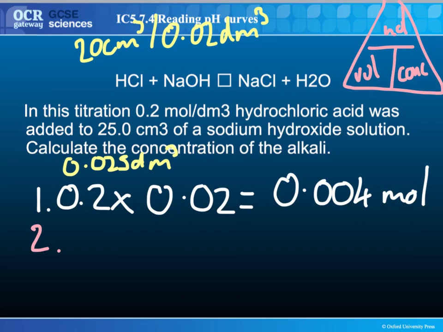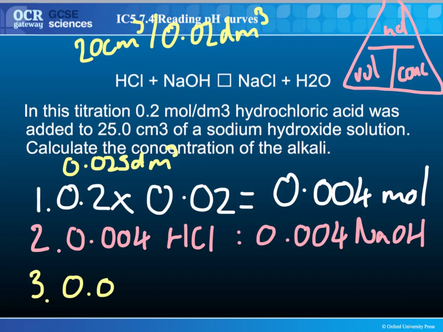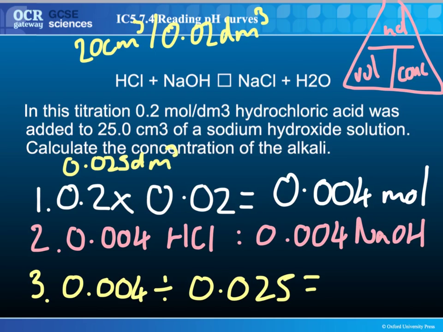Step 2, our assumption again that we have a 1:1 ratio. So if we've got 0.004 HCl, we've got 0.004 sodium hydroxide. And step 3, divide those number of moles by the volume of sodium hydroxide used, which is 0.025. This gives us a concentration of sodium hydroxide of 0.16 mol per dm3.